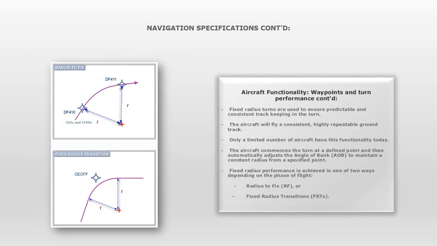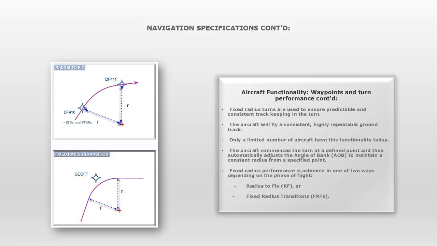Aircraft functionality, waypoints and turn performance. Contoured, fixed radius turns are used to ensure predictable and consistent track keeping in the turn. The aircraft will fly a consistent, highly repeatable ground track. Only a limited number of aircraft have this functionality today.